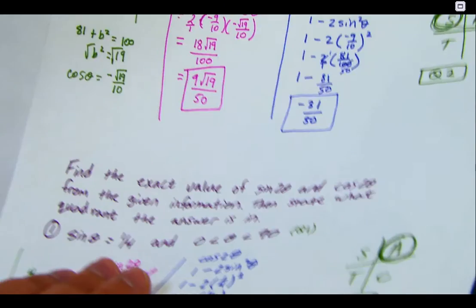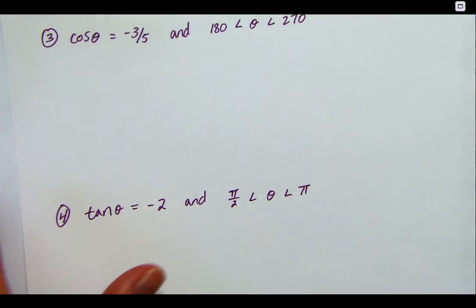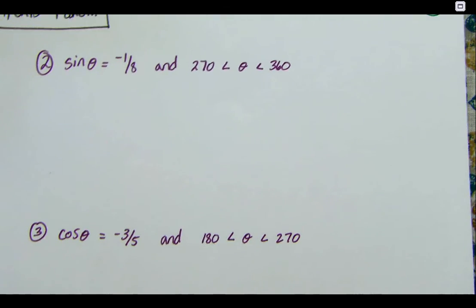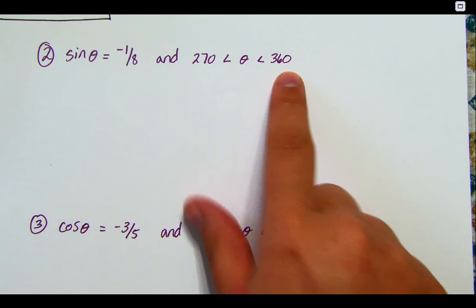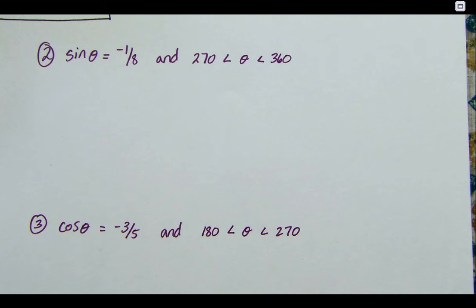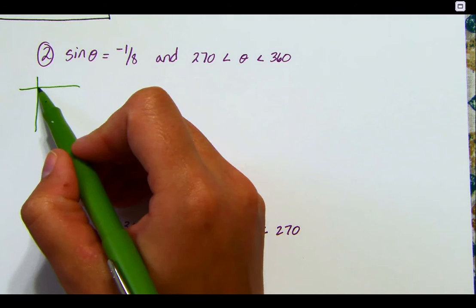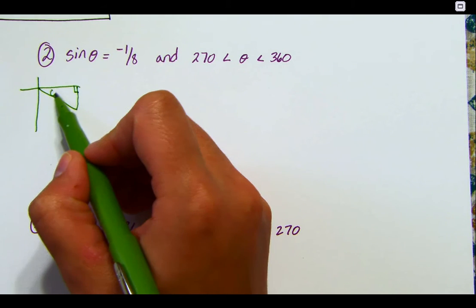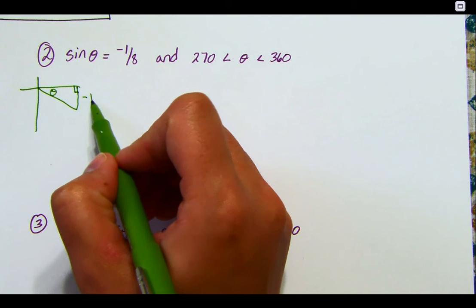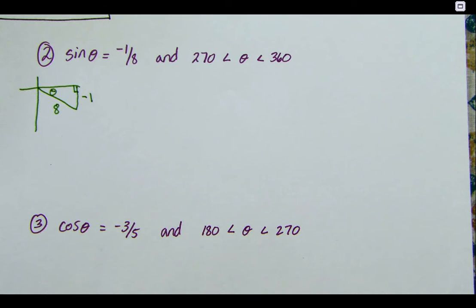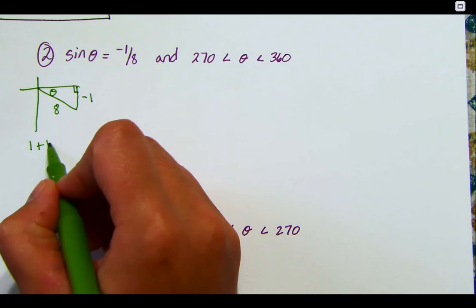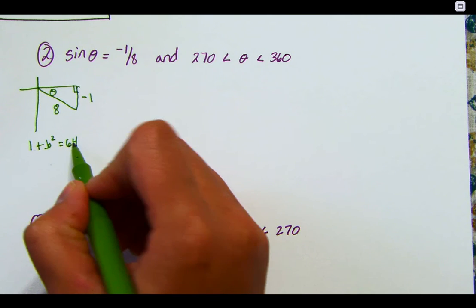All right, let's keep going. So our next example, and they are giving us sine. And then if we're between 270 and 360, that means that we are in the fourth quadrant. So again, I'm going to start by drawing my triangle in the fourth quadrant this time. So sine is opposite over the hypotenuse. So that means that we will have 1 plus b squared equals 64. Subtract the 1 over.